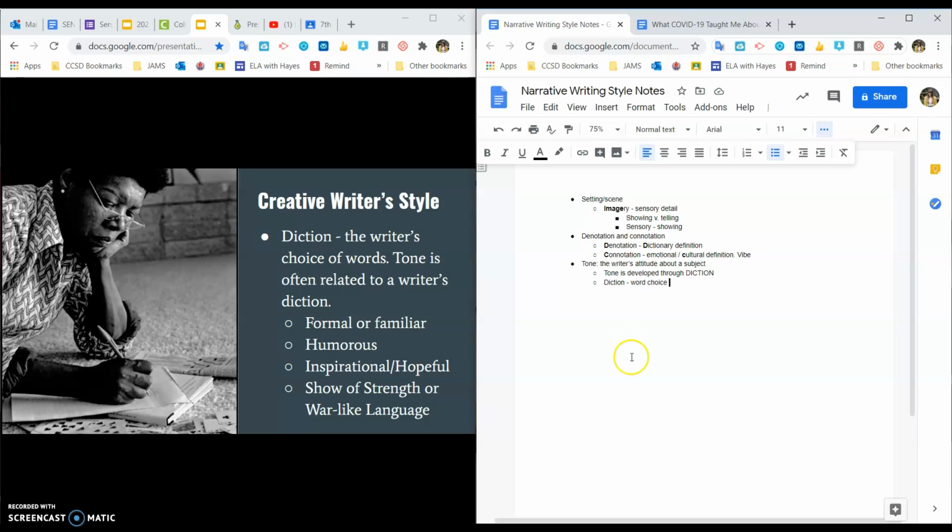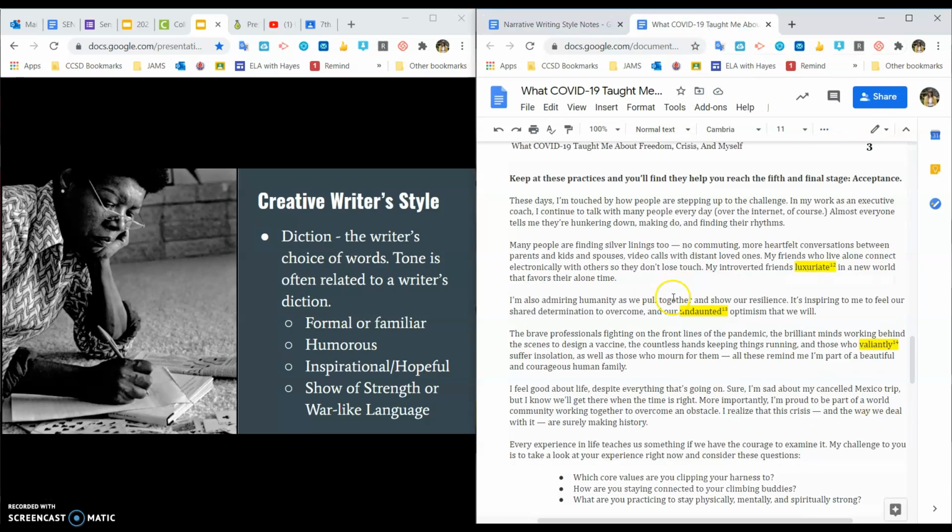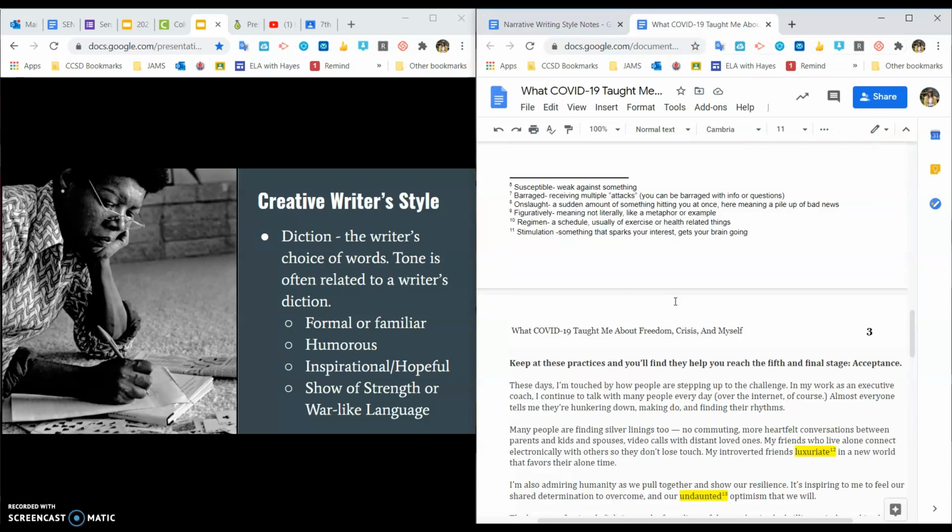I want you to ask yourself what might have been the tone, in addition to being formal and academic, what might have been the tone in those first two articles? Maybe it was informative. Maybe it was a little bit encouraging. I think definitely towards the end, this one was more encouraging.